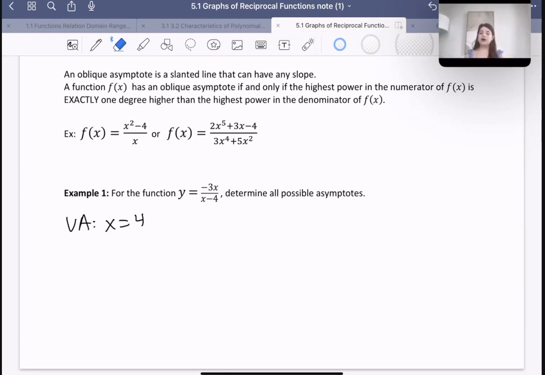So our vertical asymptote is x equals 4, and that's our only one for this example, right? Because this is linear, and so there's only one possible vertical asymptote here. Okay, what about horizontal asymptotes? Do we have a horizontal asymptote?